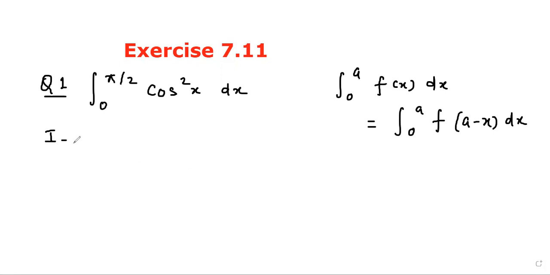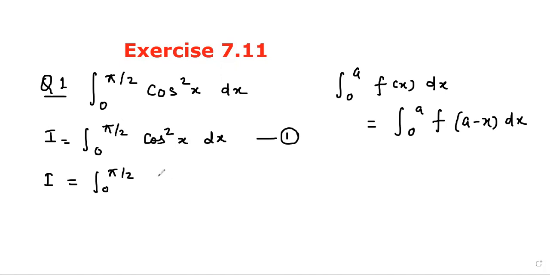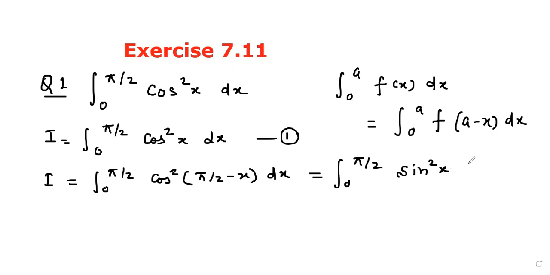Suppose the question is equal to I, which is integration from 0 to pi by 2 of cos square x dx. Now we use this property. So it will become, suppose this is equation number 1, I equal to integration from 0 to pi by 2 of cos square (pi by 2 minus x) dx, and cos (pi by 2 minus x) will become sin x. So it will give sin square x dx. Suppose this is equation number 2.